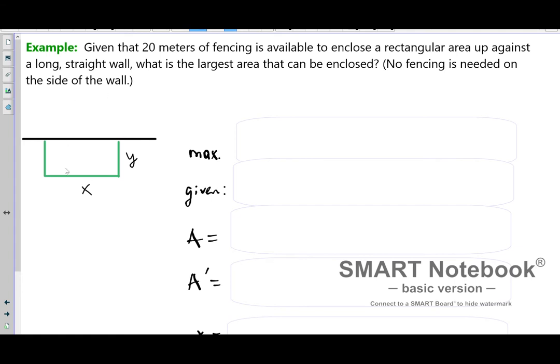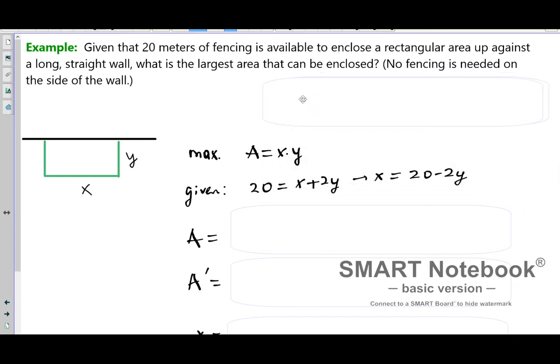So once again, we are maximizing the area enclosed by this rectangular region. So maximize area, which is x times y. And given the sum of all the sides, in this case, there's only 3 sides to this fence, right? It's y plus y plus x. That is 2y plus x. So that is given as 20. 2y plus x is equal to 20.